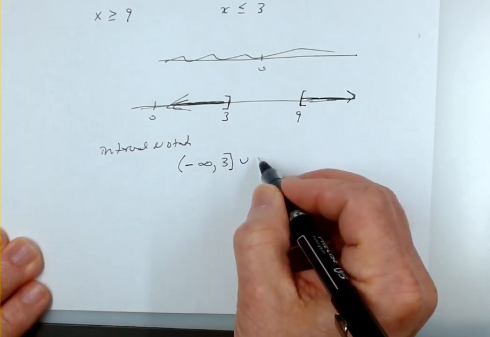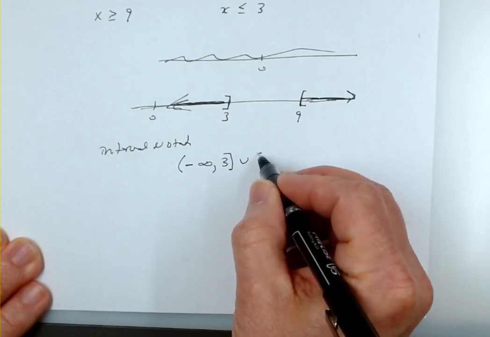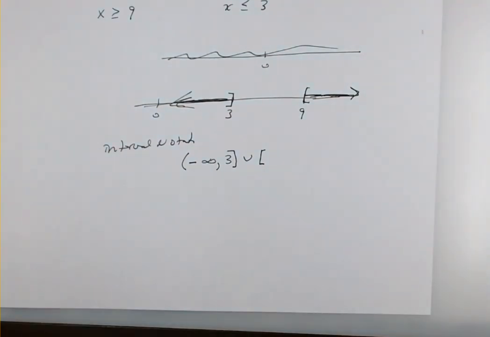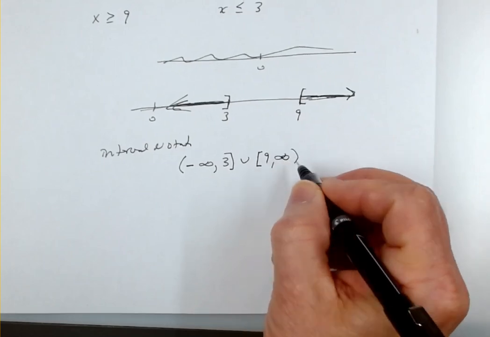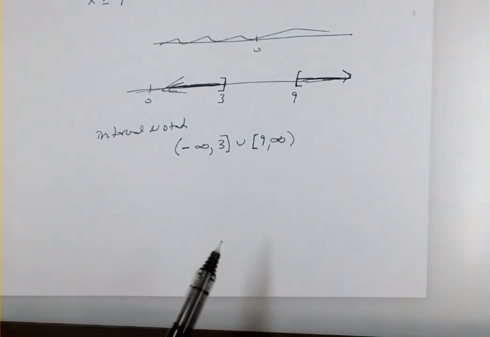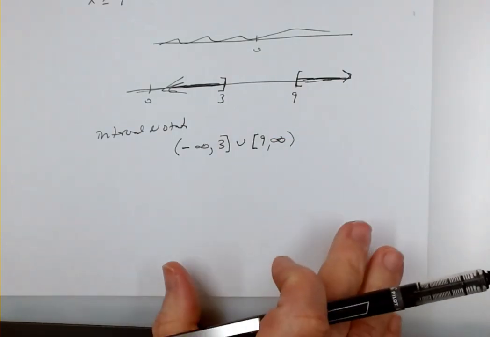Union? And then close bracket? No, open bracket. Open bracket. 9, 9. Comma, infinity. Okay. Close parentheses. I can say close parentheses. Yeah, so I guess what you mean by closed parentheses is the parentheses pointing inward. Yeah, okay. All right, I see what you're saying.